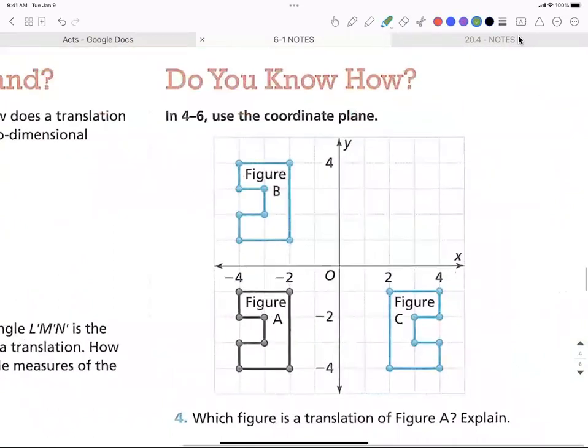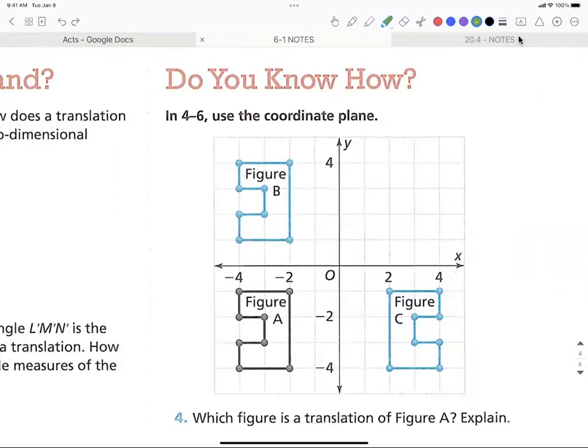Look at this one on the do you know how. It says which figure is translated from figure A. So here's our original, our pre-image. This is our original one right there. Which one of these, B or C, is a translation? B, okay. Why not somebody else that had their hand up that knows the answer? Why not C?